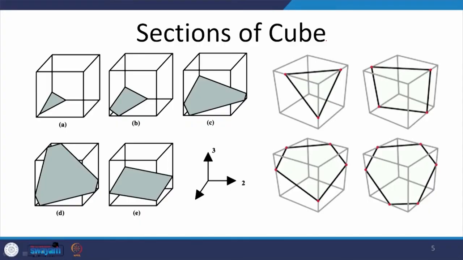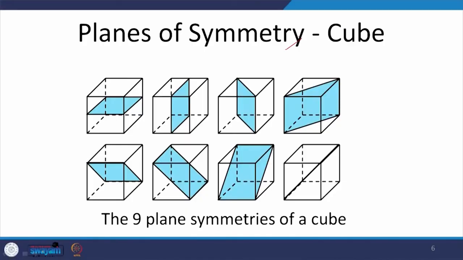Next we have section of a cube. Section of a cube sometimes can be very tricky, simply because it could be very simple as well as very tricky. Before we look at section of a cube, let us look at the planes of symmetry of a cube, which is how we will also get to understand the various sections in a cube.